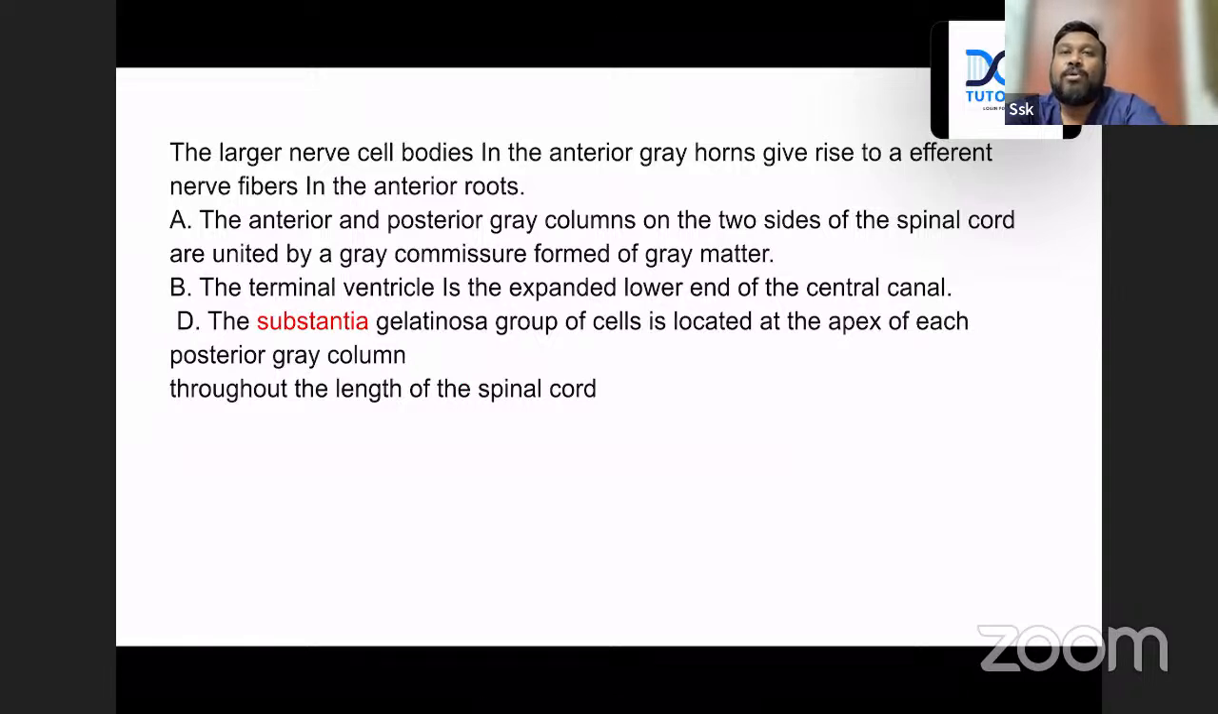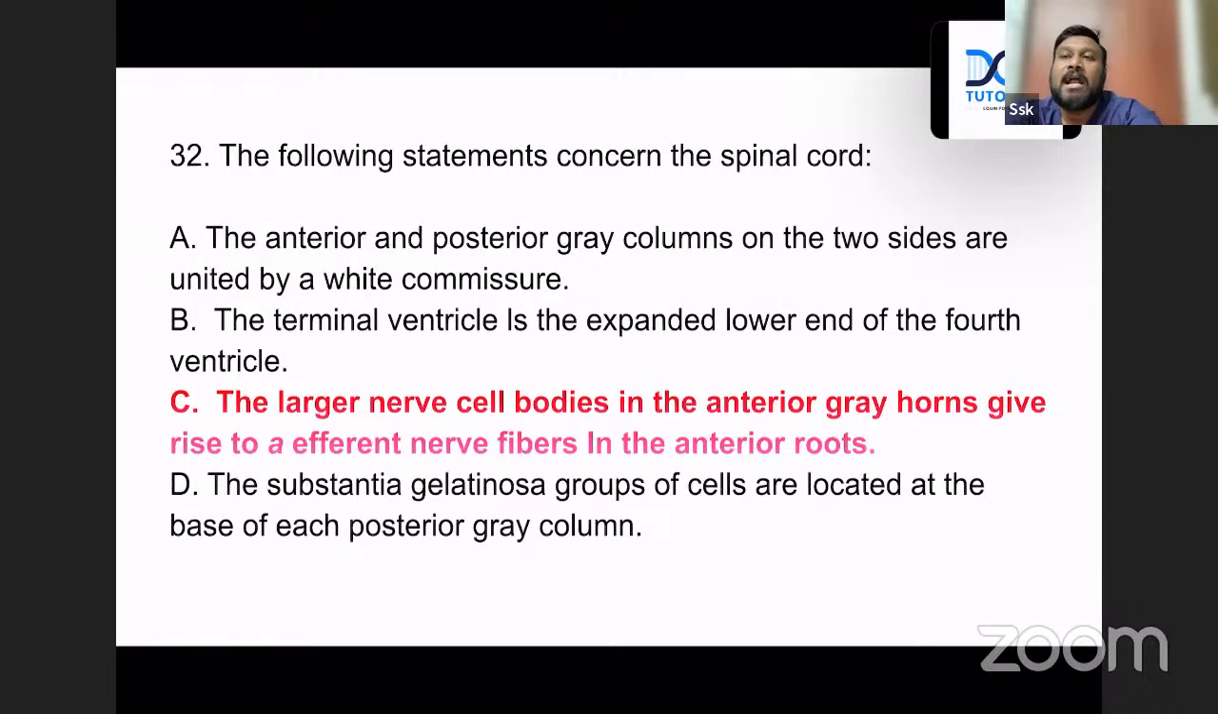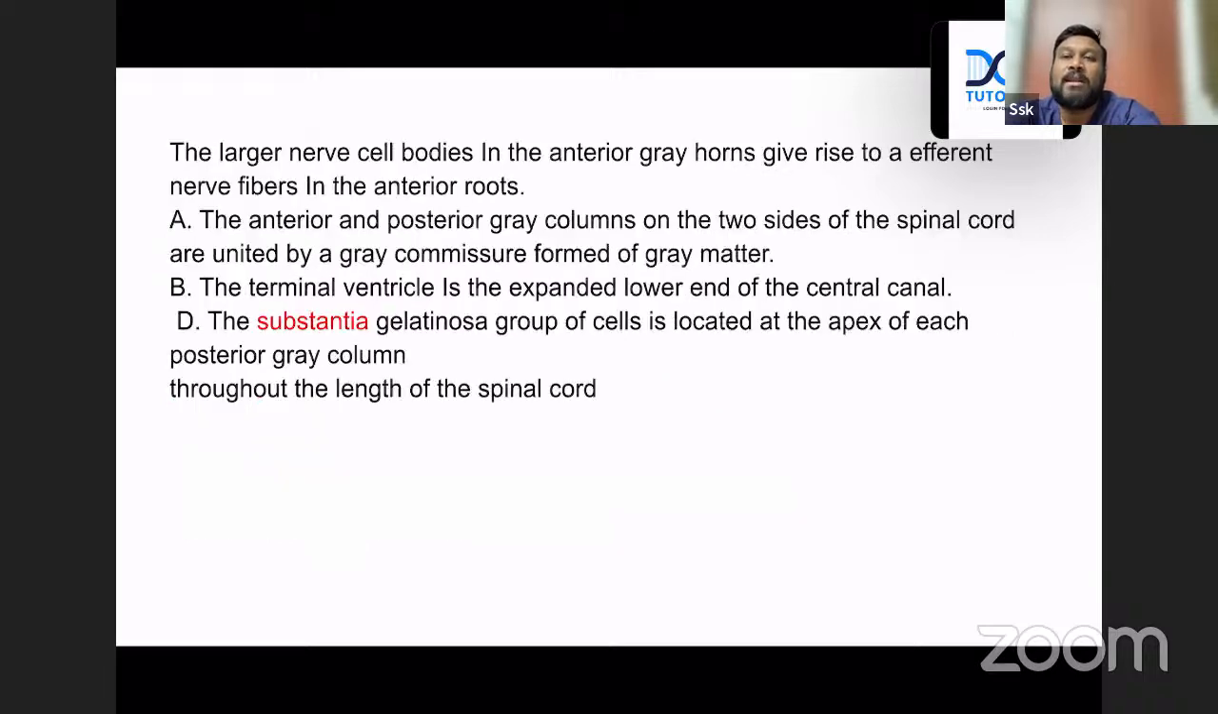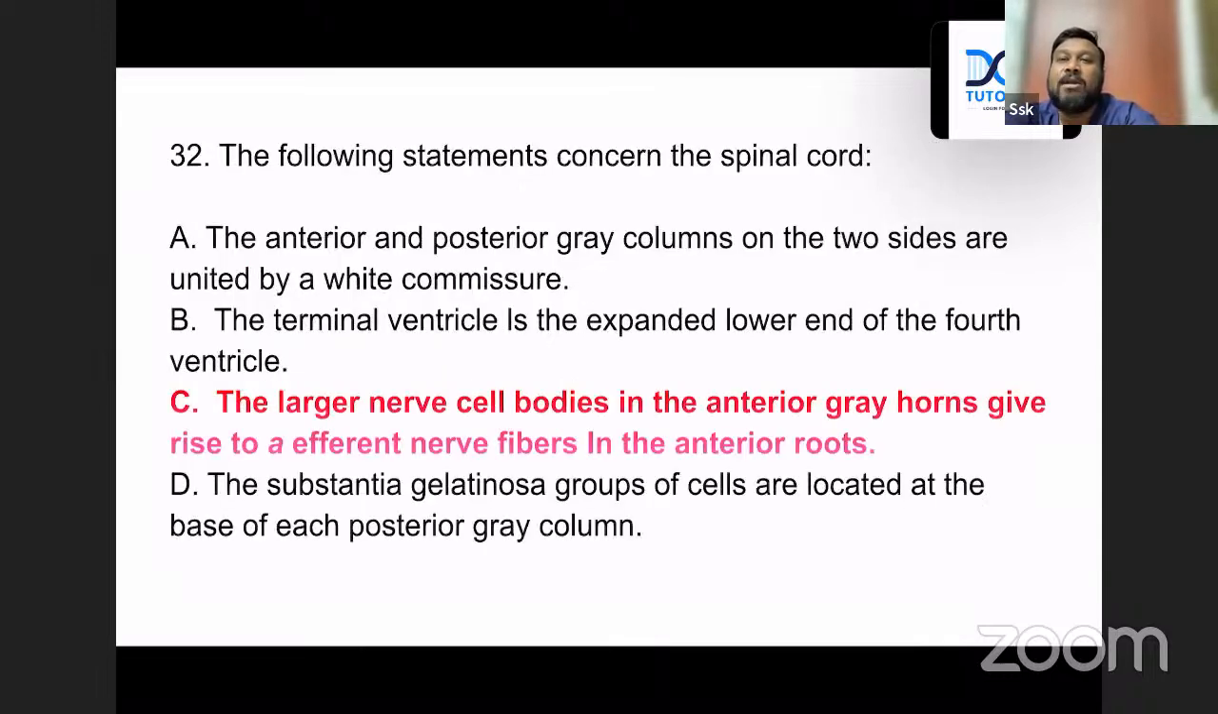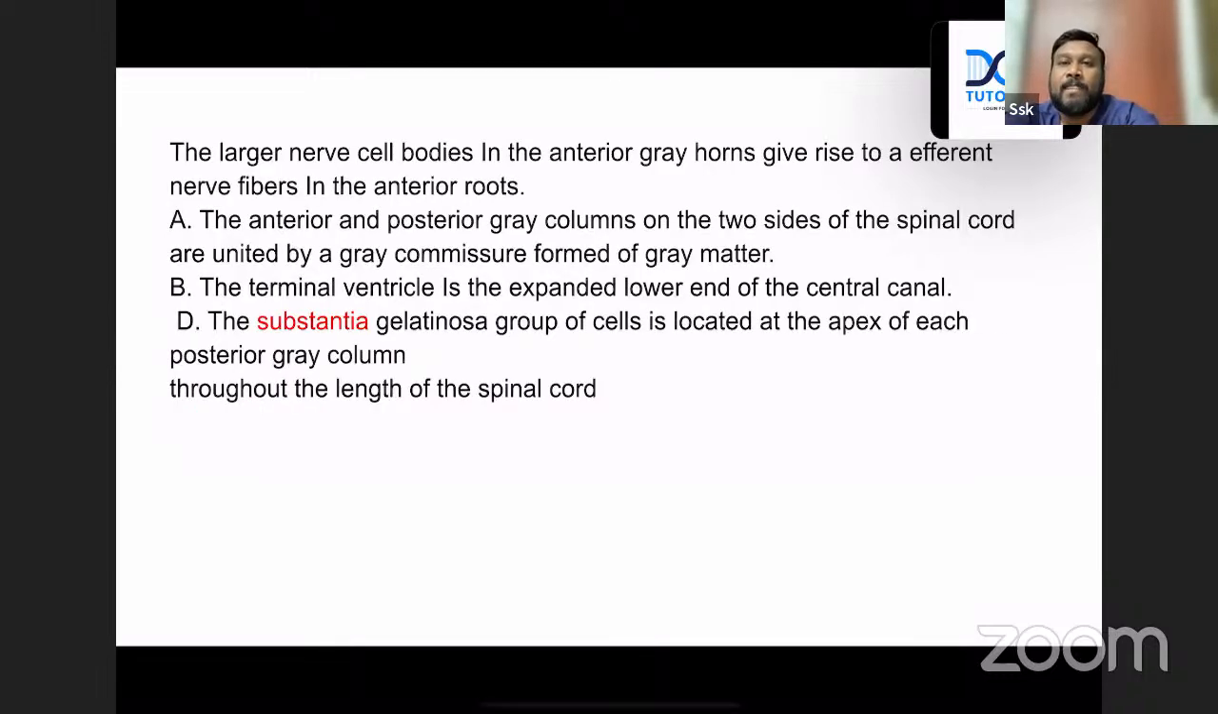So like I told you, option A, it is the gray commissure. Terminal ventricle is nothing but the expanded lower end of the central canal. It is not the 4th ventricle. Here the option B is showing you 4th ventricle. And similarly, substantia gelatinosa is a group of cells located in the apex of each posterior gray column, not the anterior. So it is located throughout the length of the spinal cord. So all these are wrong statements. What is true was option C. That is, the large nerve cell bodies in the anterior gray horns give rise to efferent nerve fibers in the anterior roots. So dorsal roots are sensory, ventral roots are motor. So that can help you in marking the answer as option C. That is the Bell-Magendie law.